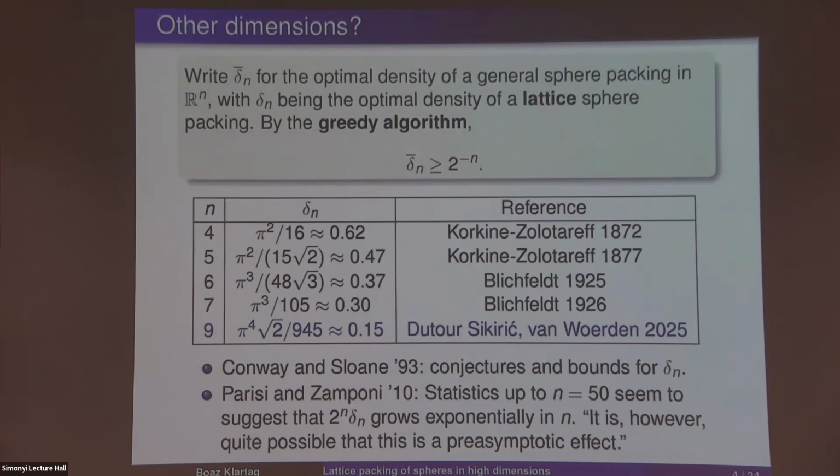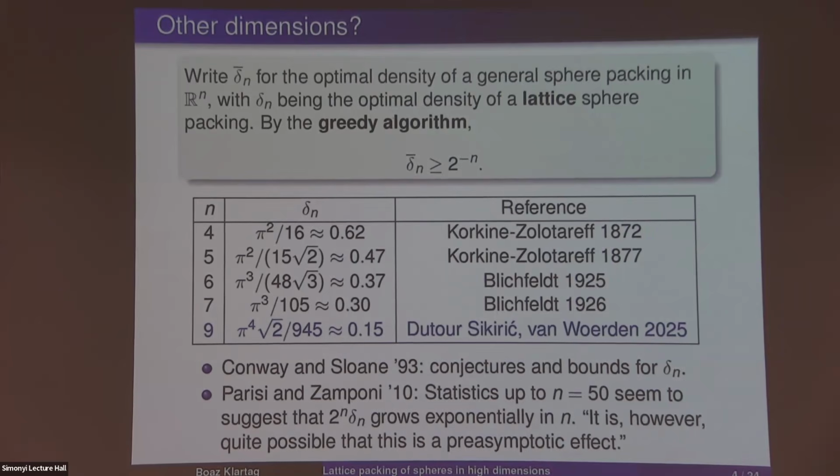Now, so as not to forget, I have confusing notation. Delta n is the density of a lattice sphere packing. Let me just put it on the board. And delta bar n, which is a priori larger, is for general sphere packing. Okay, so I have two parameters, and I'm not confused between them.